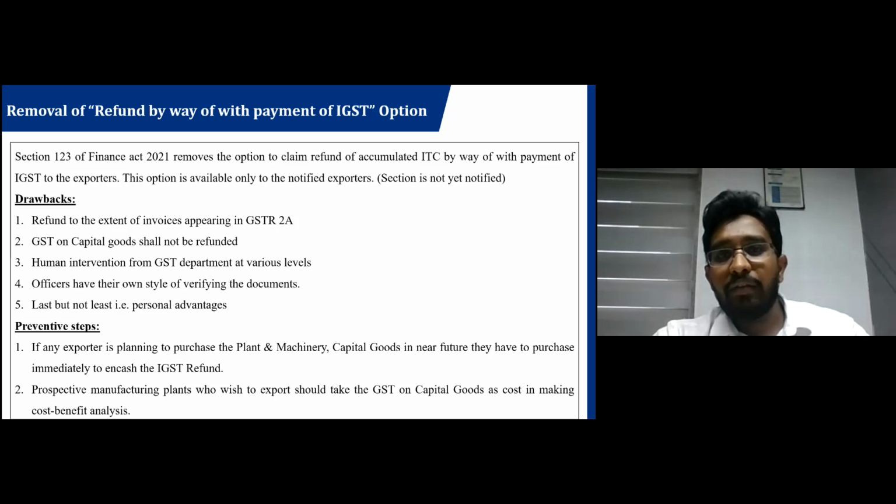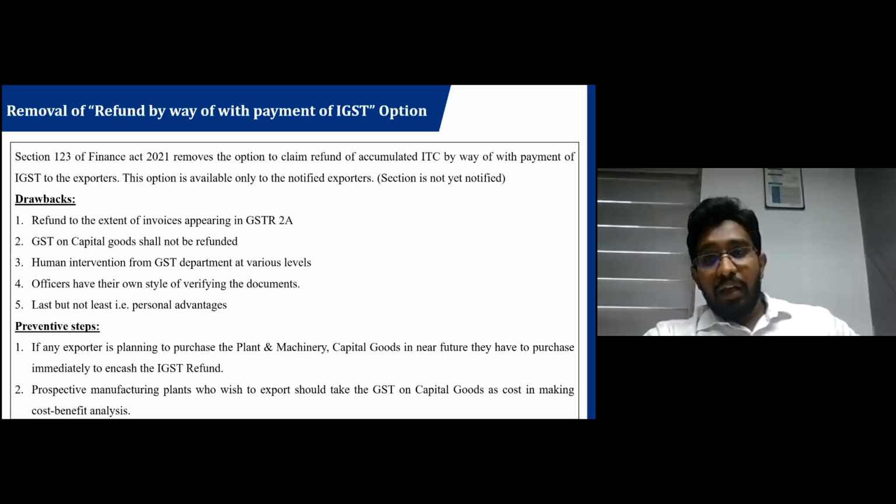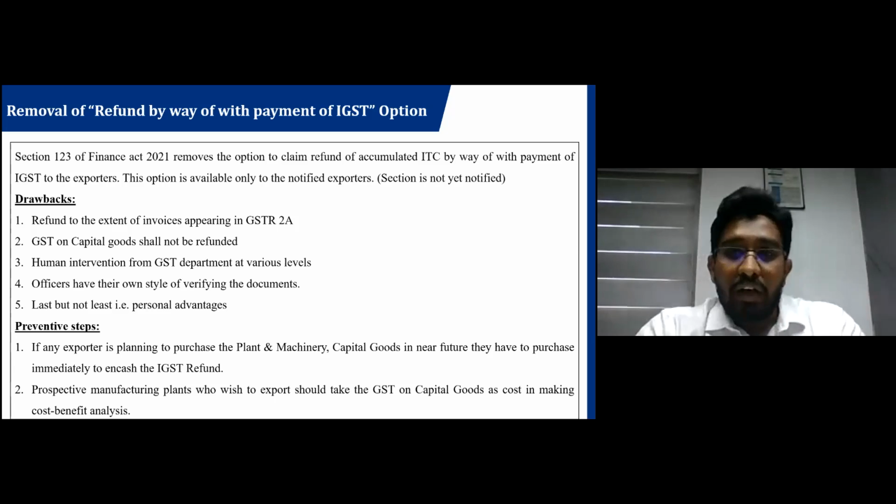This will be a huge drawback for the exporters who are claiming refund under this option without much difficulty. Once it is notified, the drawbacks faced by the exporters would be: refund only to the extent of invoices appearing in GSTR 2A under the export with payment category. Till now, whatever ITC accumulated, without any impact of GSTR 2A, you can claim refund on all the invoices, whether they appear in GSTR 2A or not. No need for exporters to check till now. But if he comes to export without payment, he will be under pressure to check reconciliation with GSTR 2A.